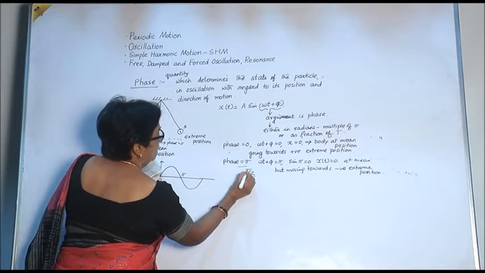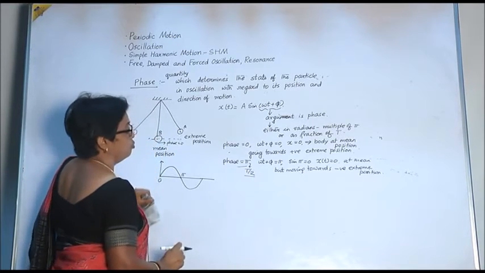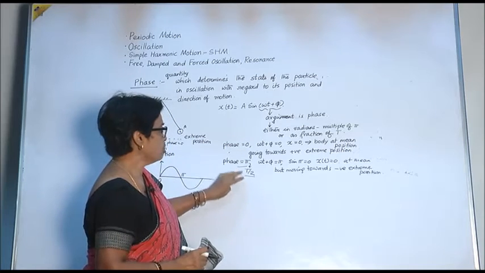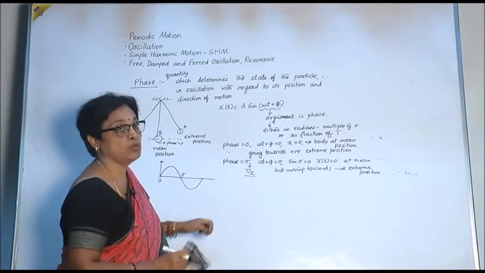So, this pi is the same thing as T by 2. So, you can represent the phase as some multiple of pi or some fraction of T by 2.